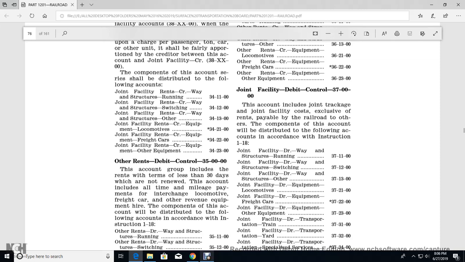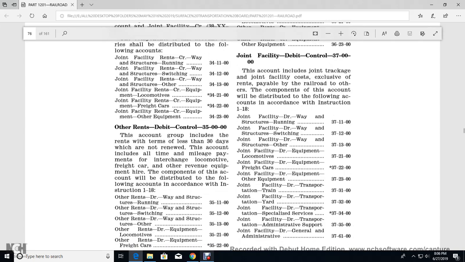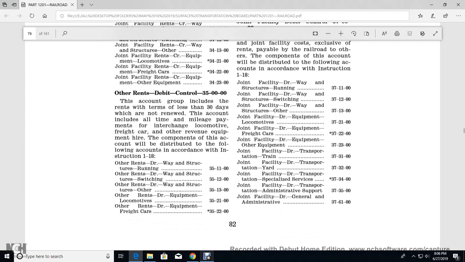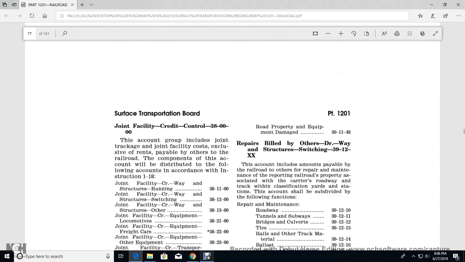Joint facility debit: way and structure running, way and structure switching, way and structure other; equipment locomotive, freight cars, other equipment; joint facility transportation: train, yard, specialized service, administrative support; and facility general and administrative.